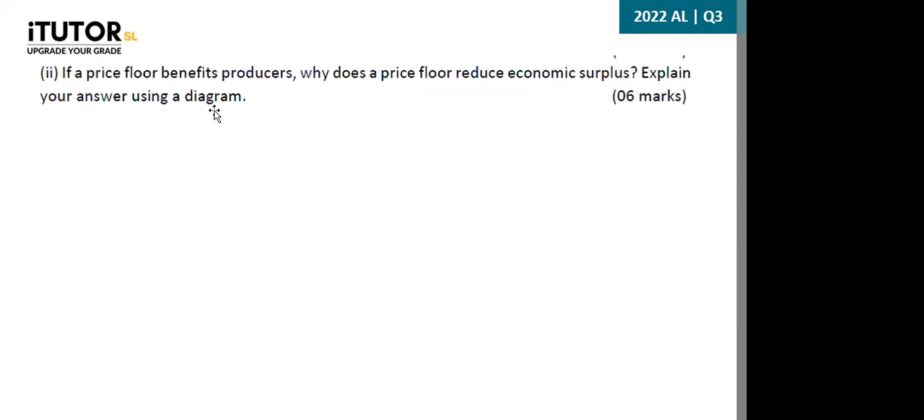If a price floor benefits producers, why does the price floor reduce economic surplus? Explain using a diagram. Can you see the same question again and again? Why does it create a deadweight loss? Why does it reduce economic surplus? So same thing. What should you do for these questions?